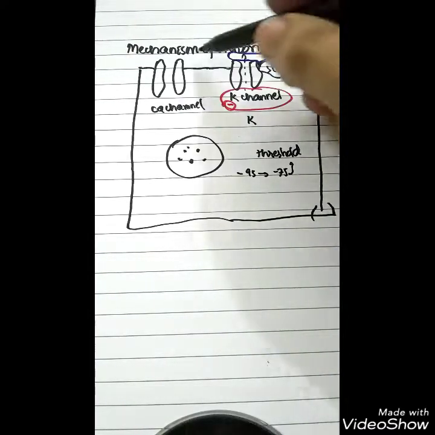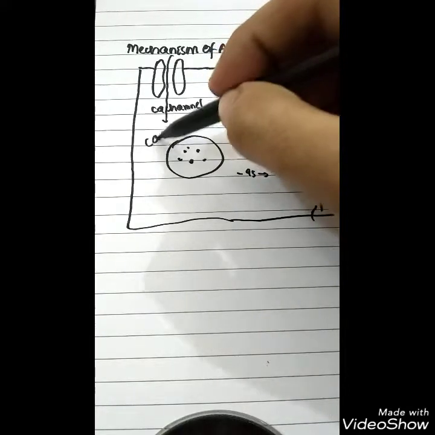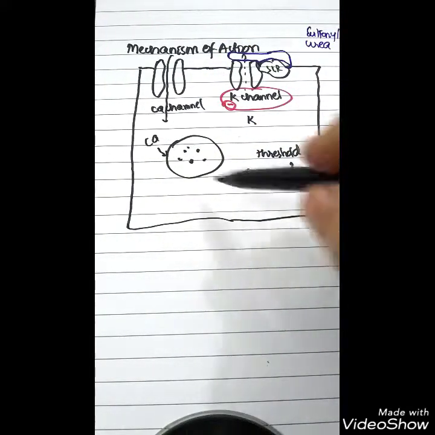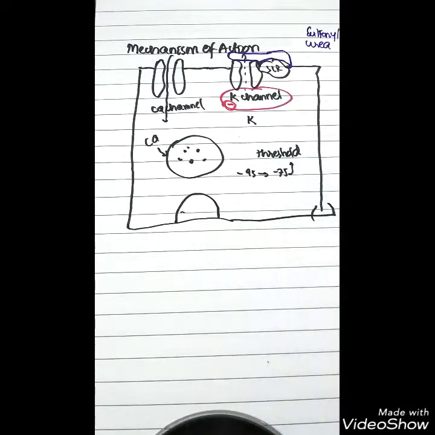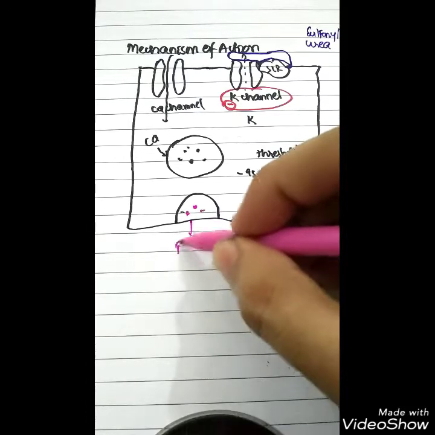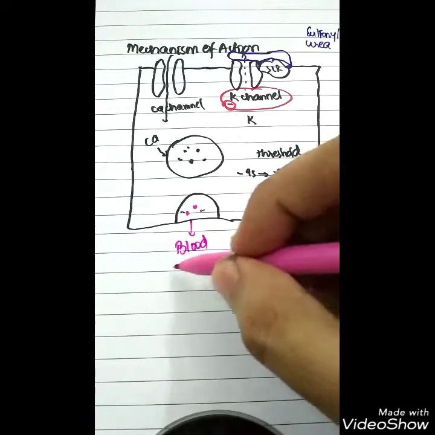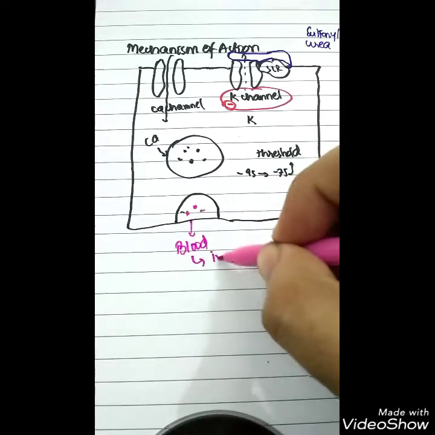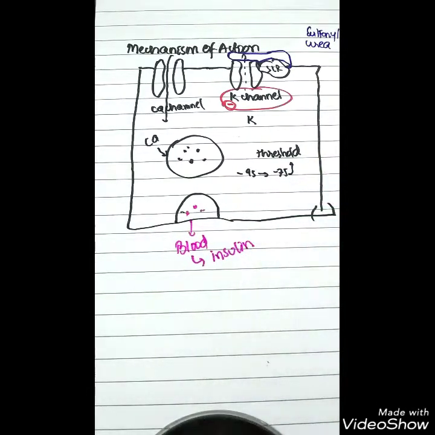Then there is an influx of calcium and calcium binds to the vesicle. Then our vesicle fuses and insulin is released into the blood. So insulin comes out from the vesicle and our blood glucose is lowered. In this way our target is achieved. So this is a simple mechanism of sulfonylurea.